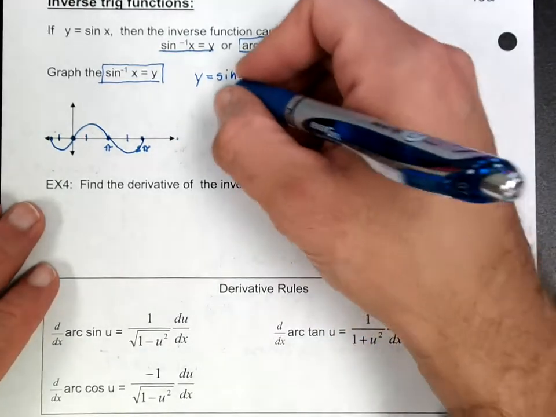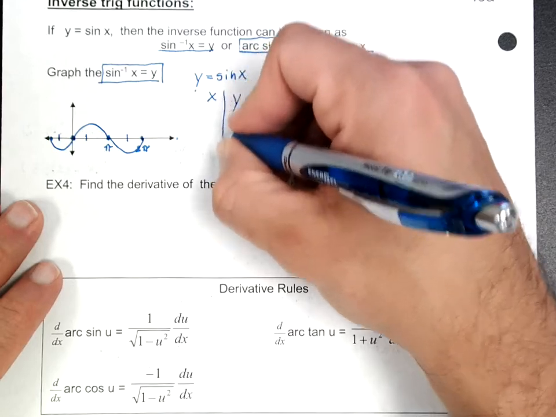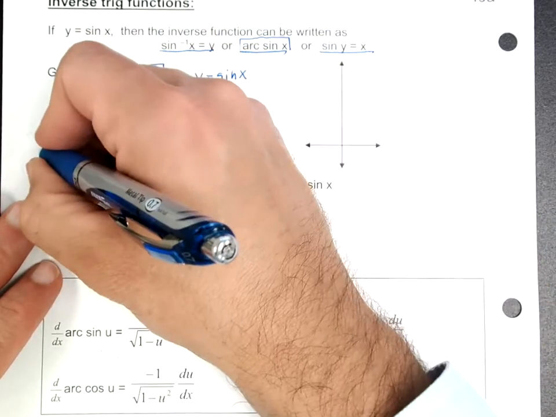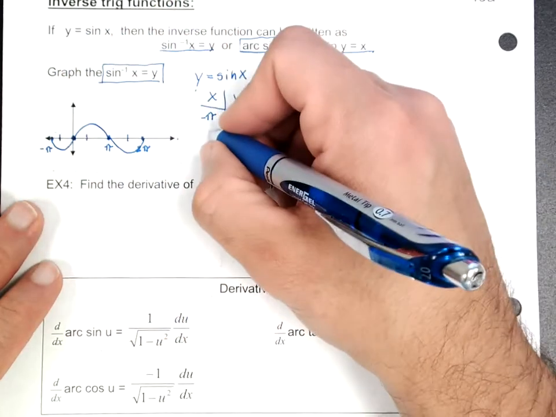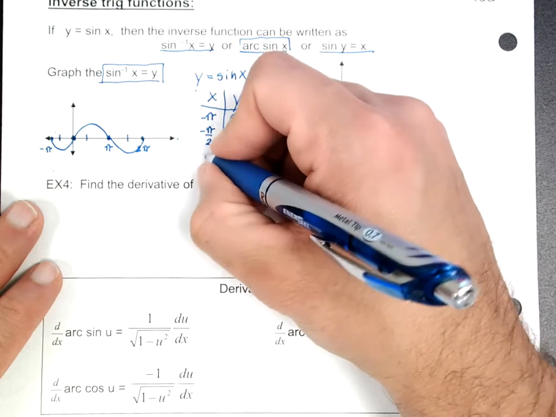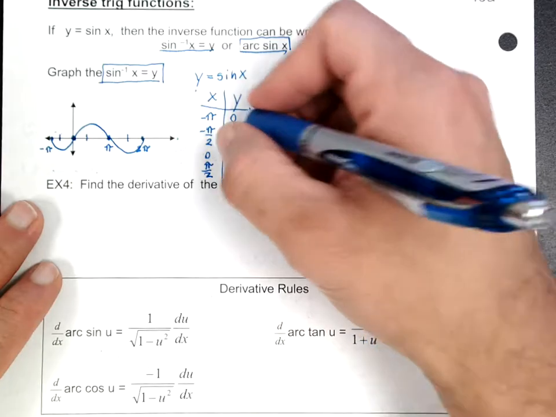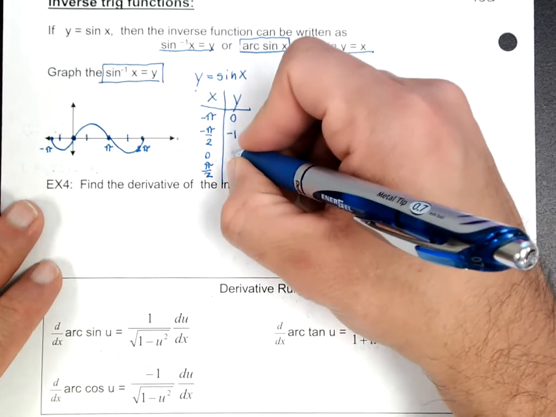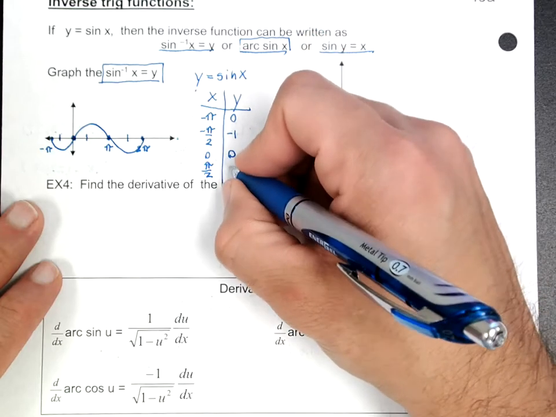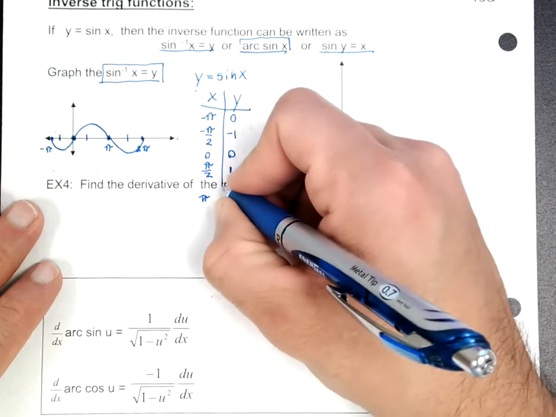Negative pi, so this is negative pi over here. That'd be negative pi over 2, 0, pi over 2, negative 1, 0, 1, 0.